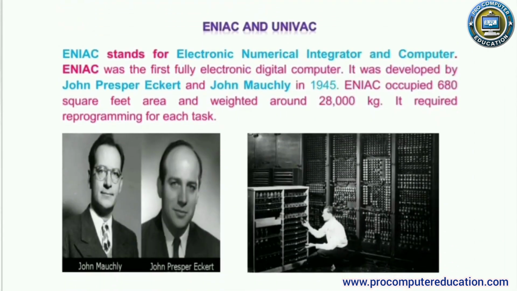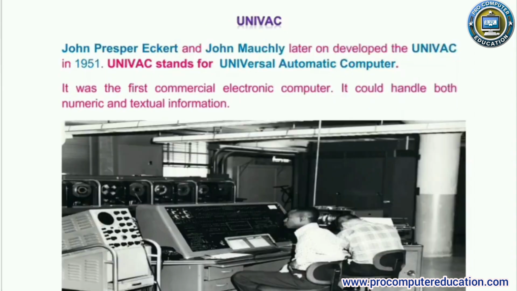After that, ENIAC and UNIVAC. ENIAC stands for Electronic Numerical Integrator and Computer. ENIAC was the first fully electronic digital computer. It was developed by John Presper Eckert and John Mauchly in 1945. ENIAC occupied 680 square feet area and weighed around 28,000 kg. It required reprogramming for each task. John Presper Eckert and John Mauchly later on developed the UNIVAC in 1951. UNIVAC stands for Universal Automatic Computer. It was the first commercial electronic computer. It could handle both numeric and textual information.